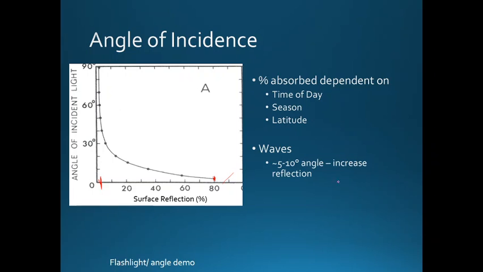Then what we see is waves will make a difference too. Basically, waves just increase the amount of reflection, because they're moving all over the place, and the water gets riled up, and more of that light gets reflected back up into the sky.